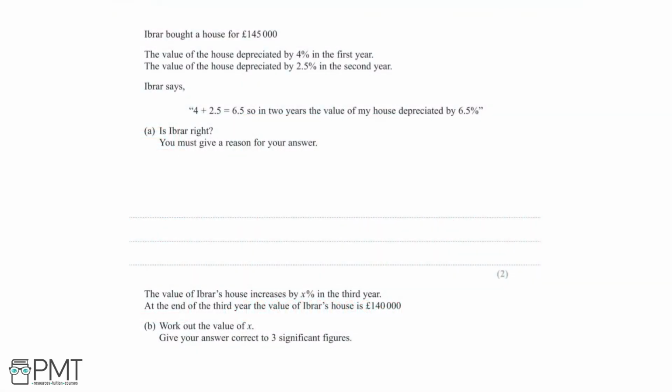In this question, we're told that Ibra bought a house for £145,000. The value of the house depreciated by 4% in the first year, and the value of the house depreciated by 2.5% in the second year. Now Ibra says that 4 plus 2.5 is equal to 6.5, and so in 2 years, the total value of his house would depreciate by 6.5%. And in part A, we need to find out if Ibra is correct.